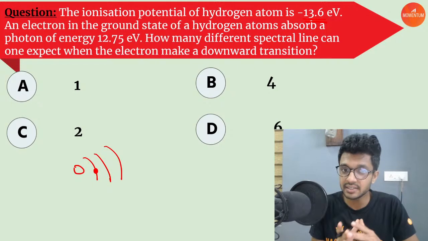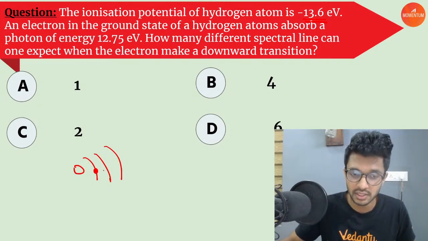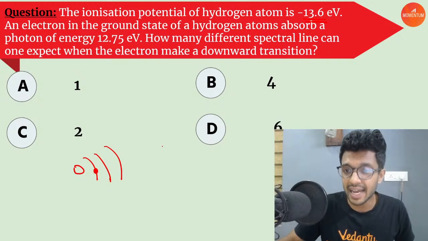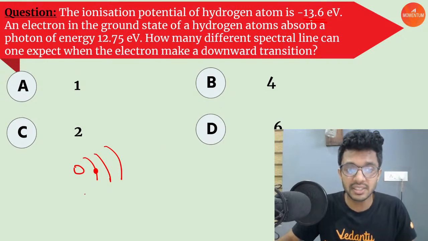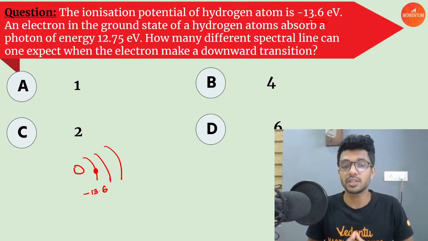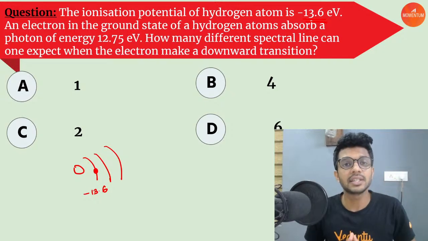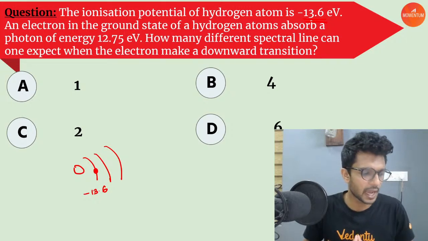To ionize, to remove the electron, how much is the energy? 13.6. So if 13.6 has to be given, what will be its current energy? Its current energy will be equal to minus 13.6. So the energy of the electron in the first orbit of this hydrogen atom is equal to minus 13.6. That's what it tells you. I hope you got it, right?